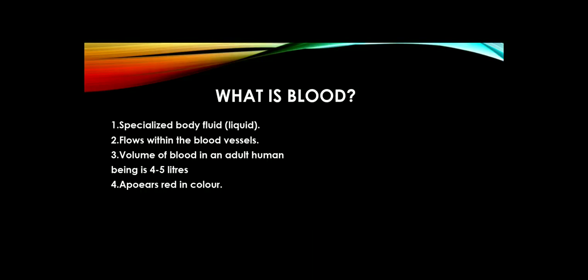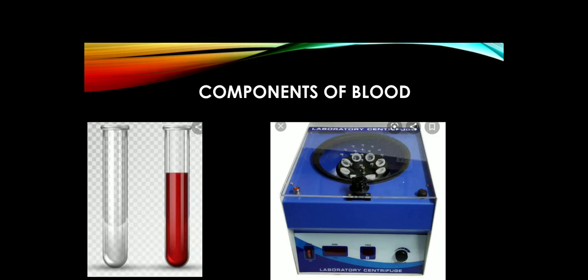So, if anybody asks you what is blood, what should you say? You will say blood is a specialized body fluid. It appears red in color. The volume of blood in an adult human being is 4 to 5 liters and blood flows within the blood vessels. Okay. Now let's start with the components of blood.